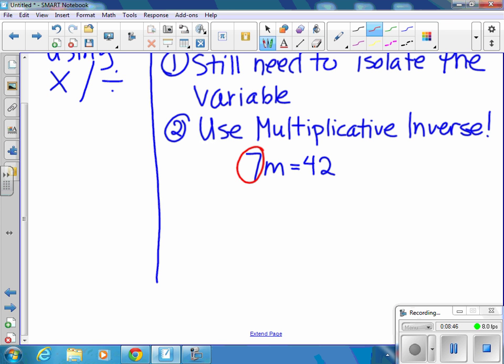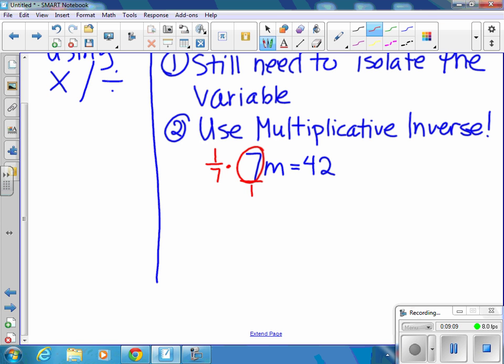This is back from our properties that we were doing earlier in the year. So the multiplicative inverse means, and I've got to multiply 7 by its multiplicative inverse to make it be 1. What that's going to be then is I'm going to multiply by 1 over 7, because 7 is the same as saying 7 over 1.